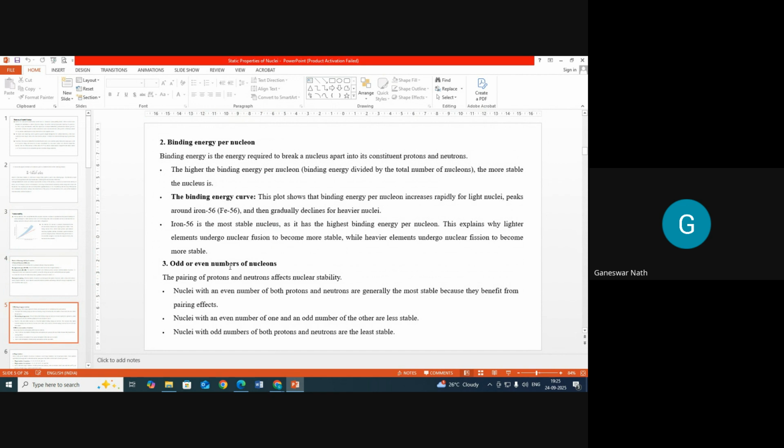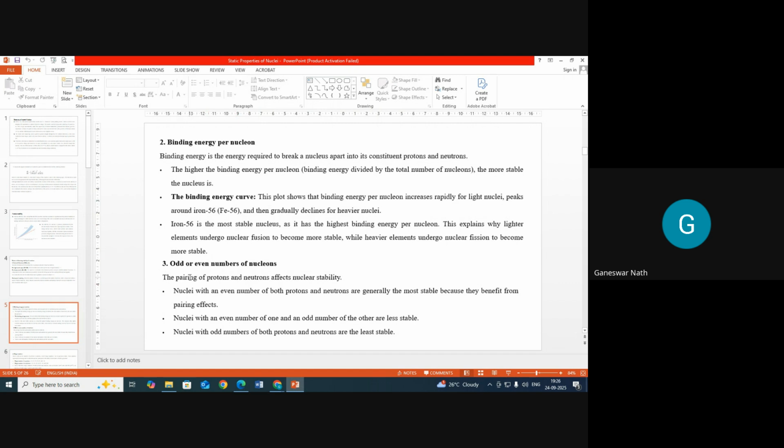Another factor is the binding energy per nucleon, and you can see the binding energy curve if you plot the binding energy per nucleon against the proton number. This binding energy curve increases very rapidly for light nuclei and peaks around 56, that is iron, and then gradually declines for heavier nuclei. We will come to the binding energy curve in detail later, when you can see such a graph.